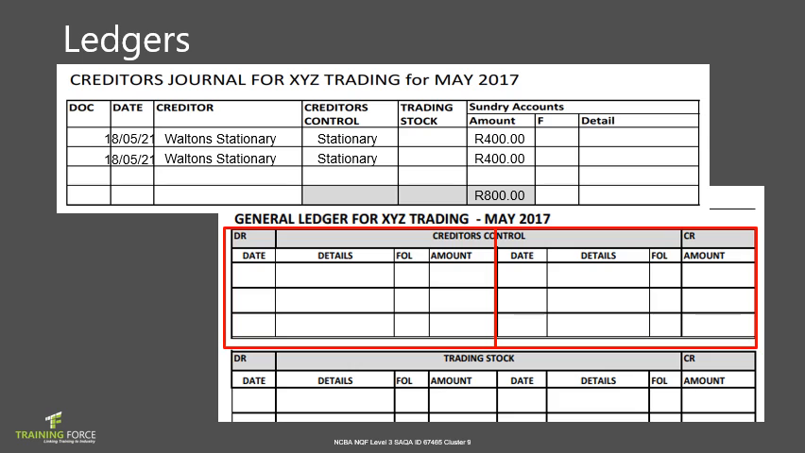If we have a look at the example there, we bought stationery from Walton's. It was added to the creditors' journal because Walton's becomes our creditor, and then we need to record it in the general ledger, and there will be a debit and a credit. We bought stuff, so it will be debited. Only when we actually make a payment to Walton's and it goes out of the bank account will it go into the credit side of the general ledger.